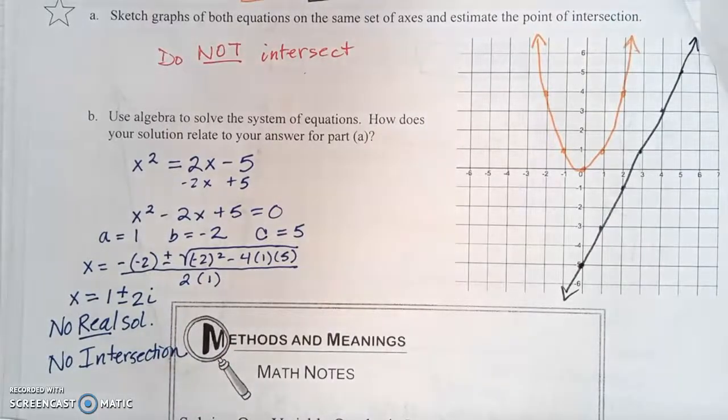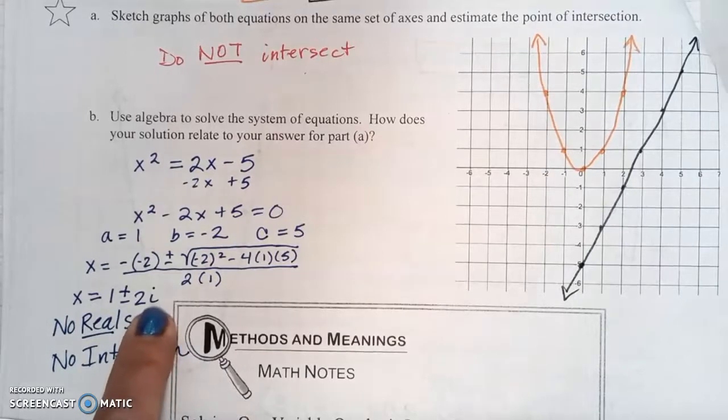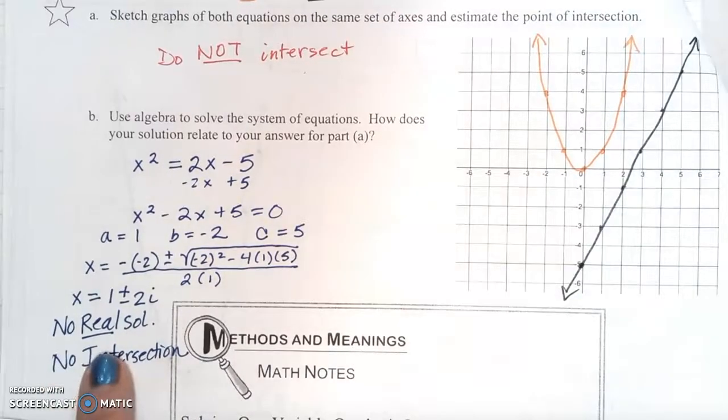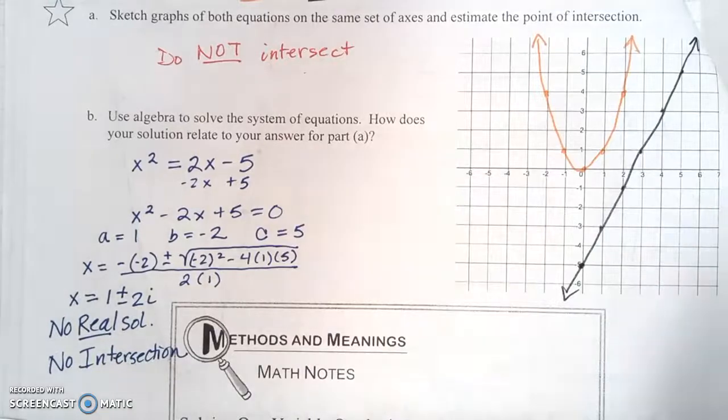What happens with this one, when you calculate, is you get a negative number under the radical, which gives you an imaginary number, and you end up with a solution of 1 plus or minus 2i. The 2i makes it imaginary, which means it's not real. There's no real solution. Then you have no intersection of those two graphs.